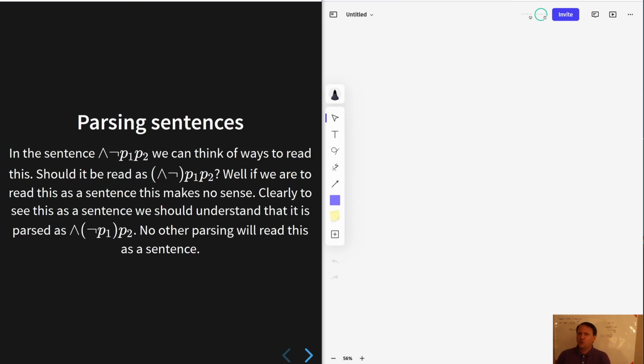So how are we going to group symbols together so that we read it that way? Well, if we stop playing dumb, we can see that whatever immediately follows the conjunction, we have to read the next several symbols somehow as a sentence, and the only way to do that is to group together the negation and the P1. It's the only way to make the next several symbols into a sentence. And then what's left over is reading the P2 as the second sentence. And that's the only way to parse this as a sentence.